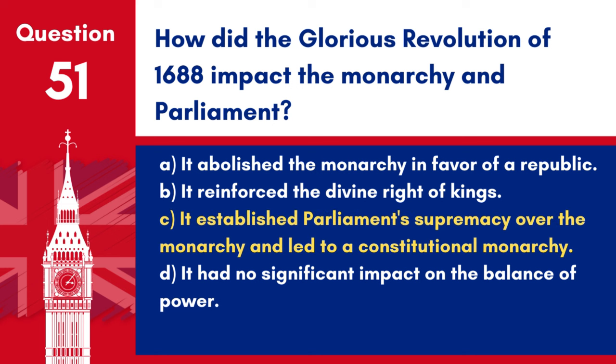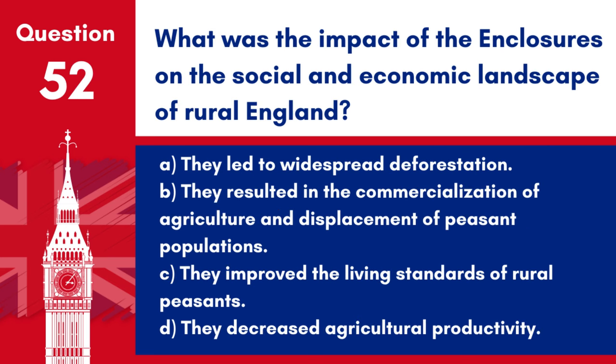Answer. C. It established Parliament's supremacy over the monarchy and led to a constitutional monarchy. The Glorious Revolution marked a pivotal moment in British history by affirming parliamentary sovereignty and laying the foundation for constitutional monarchy. Question 52. What was the impact of the enclosures on the social and economic landscape of rural England?